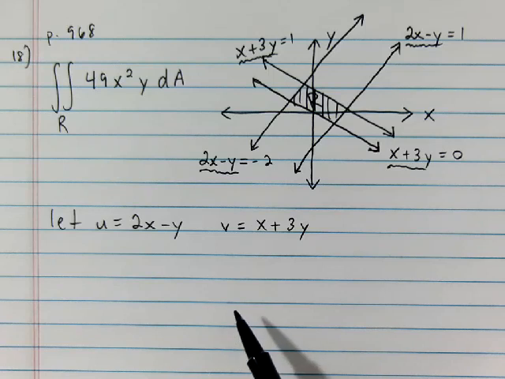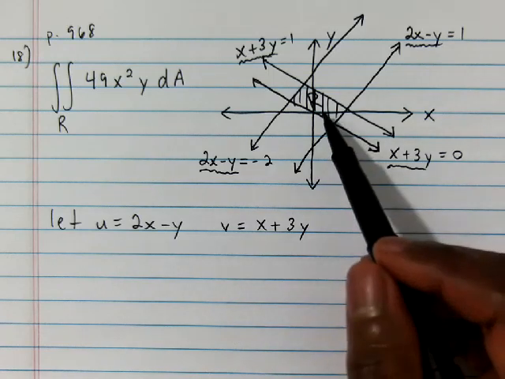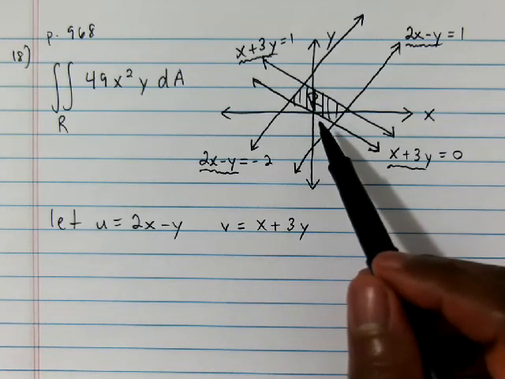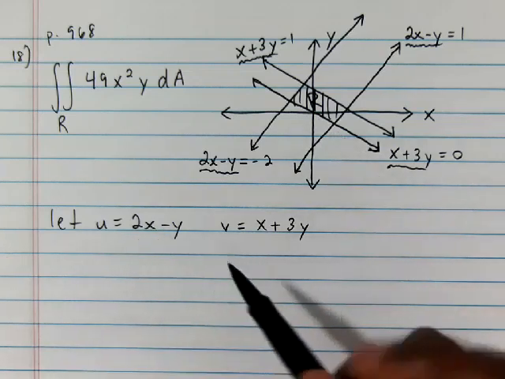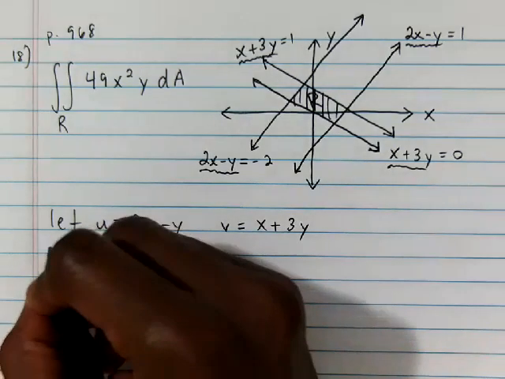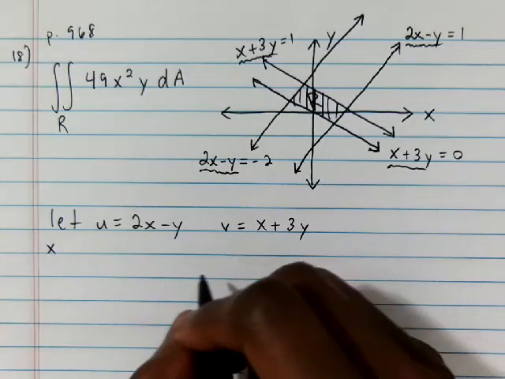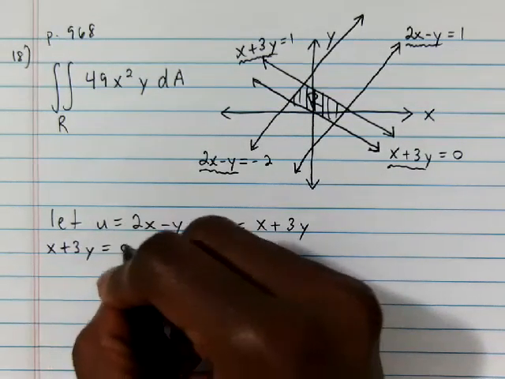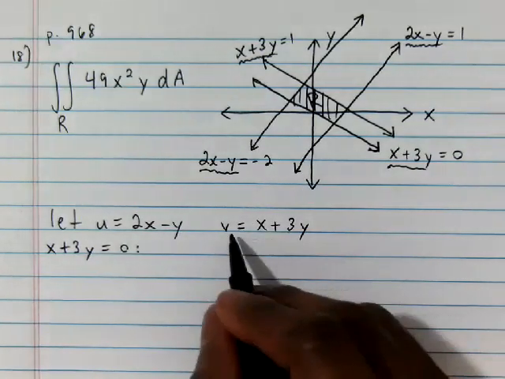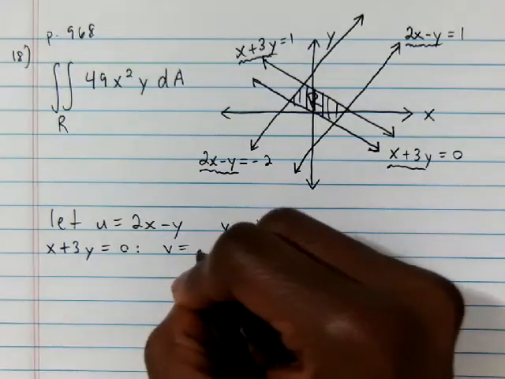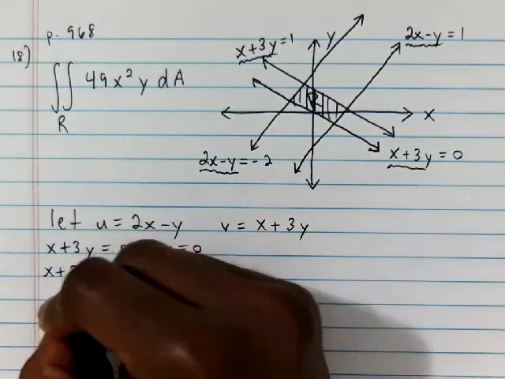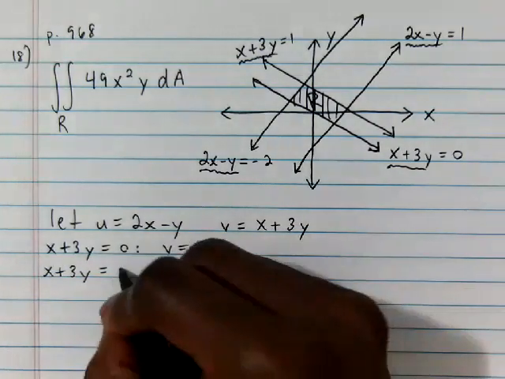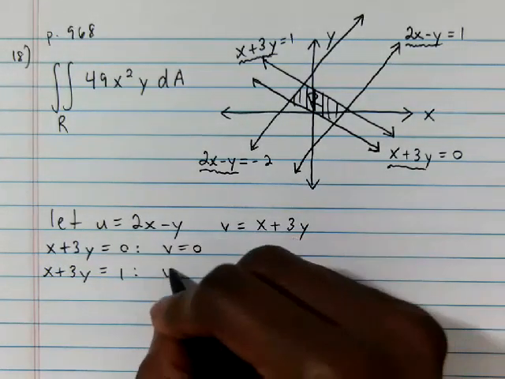So now we want to sketch not the region R, we want to sketch the region S and see what our bounds are in terms of u and v. So what do we get from what we have? We have x plus 3y equals 0. What does that tell us? That tells us v equals 0. And then x plus 3y equals 1 tells us v equals 1.